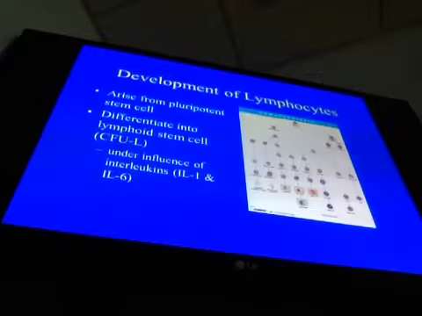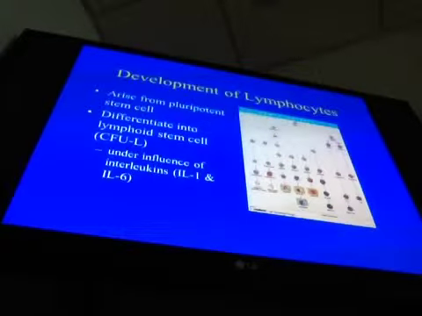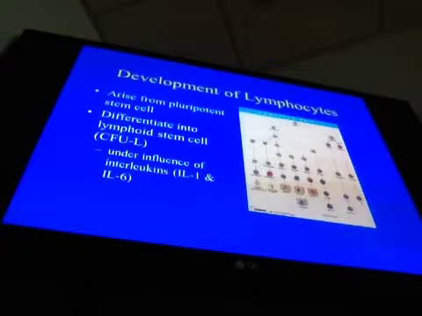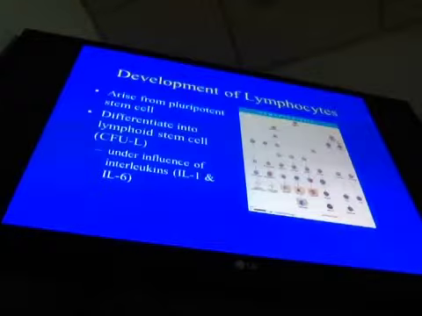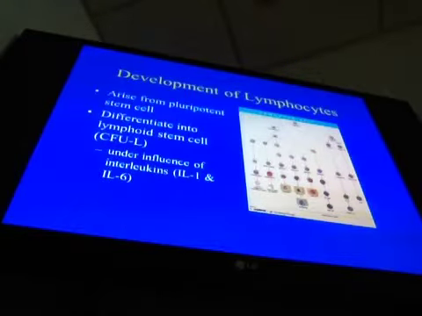So with our lymphocytes, these arise from a pluripotent stem cell. And the difference here, this differentiates into a colony-forming unit that's specifically lymphoid. So this differentiation is due to the influence of interleukin-1 and interleukin-6. When we start to discuss lymphocytes, the interleukins and measurements of their levels can give us some ideas of disease processes in the lymphocytes.